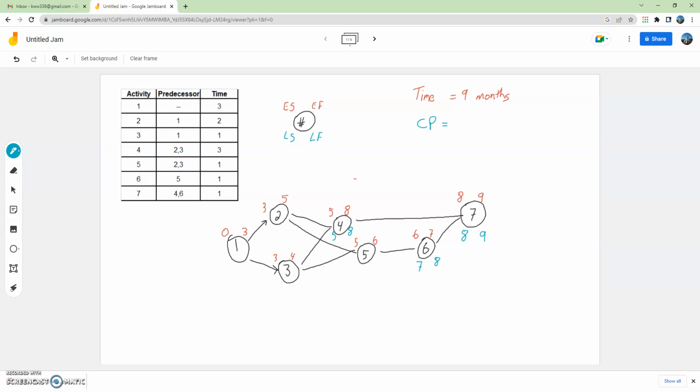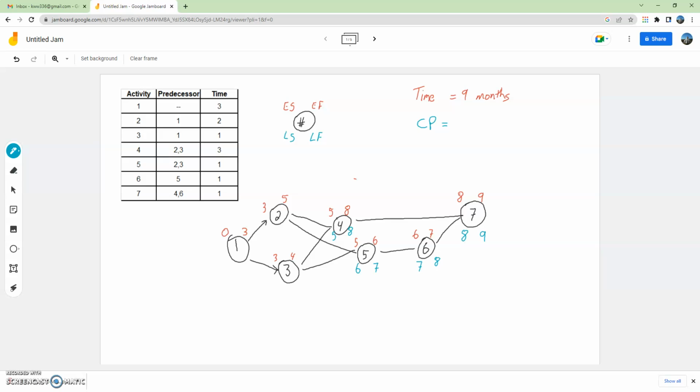Activity 5, the latest it can finish is just enough time for activity 6 to start at the latest time. So that'll be 7, goes for 1 month. That's activity 6. So now, both activities 2 and 3, the latest they can finish, they have to finish in enough time for both activities 4 and 5 to start. So activity 2 has to finish in enough time for activity 4 and activity 5 to start.